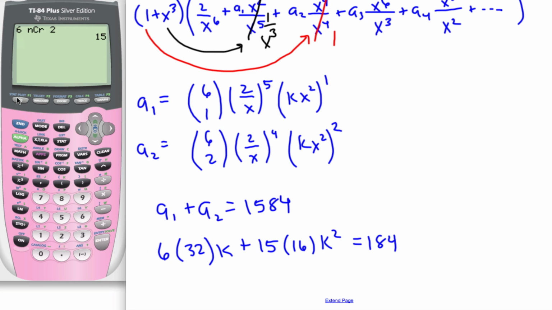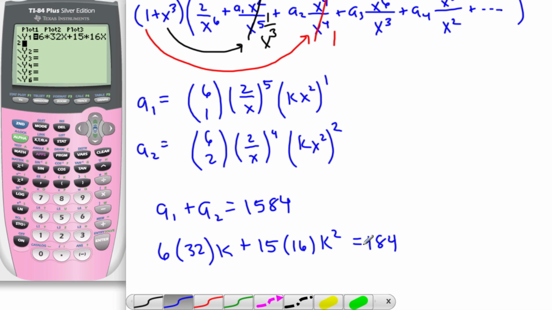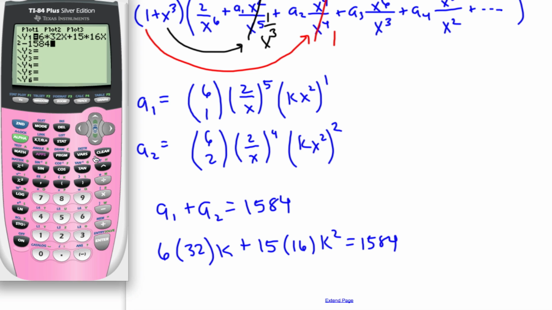So let's just go straight to the calculator now. We have y equals 6 times 32 x plus 15 times 16 x squared. Oh, sorry, this should be 1584. Almost made a mistake. 1584. And bring that to the other side. We get minus 1584. You can do intersect. You can do 0, but I like to do intersect, so I'll put in 0 for y2. And then let's go zoom fit.